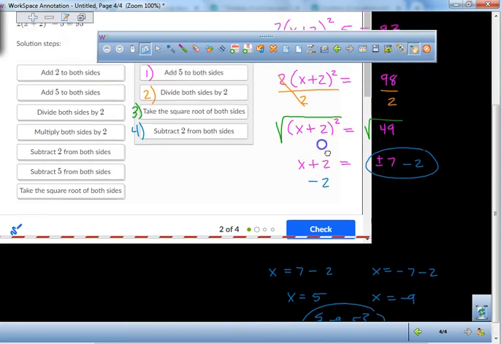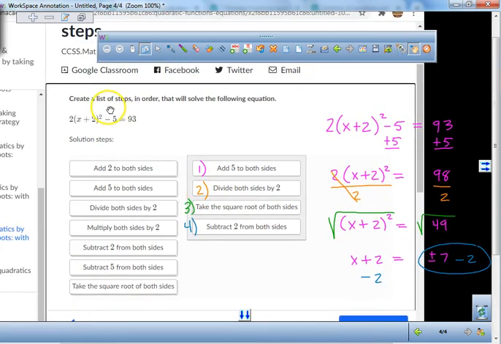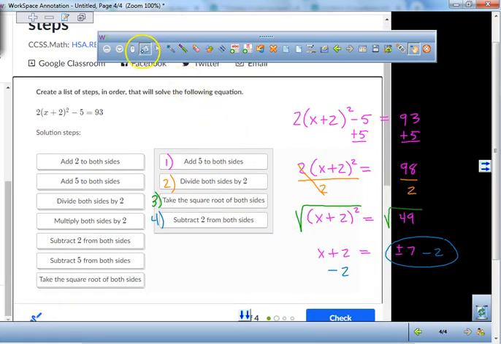But on this one, what do you guys get to do? Just simply create a list of steps in order that will solve the following equation. And these list of steps matched what I did over here.